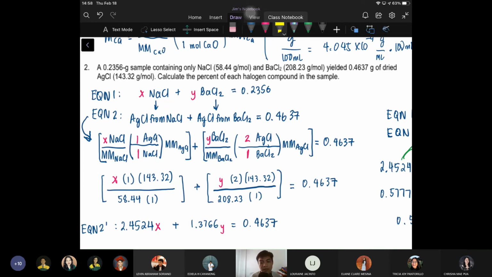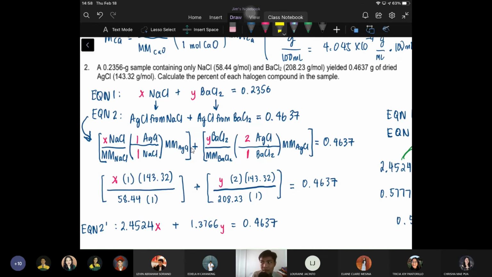Then ano yung sumunod na ginawa natin? Sumunod na ginawa natin is that we express the mass of AgCl from each compounds as this. So nag-stoichiometry tayo. We converted mass of NaCl to AgCl. Ito 'yon. We converted mass of BaCl2 to AgCl. Ito 'yon. Mass, molar mass, conversion factor, then molar mass ulit. That will give us the mass of AgCl from both of the salts.